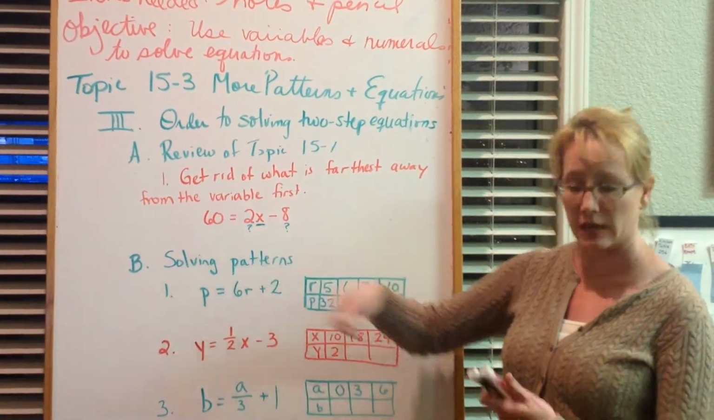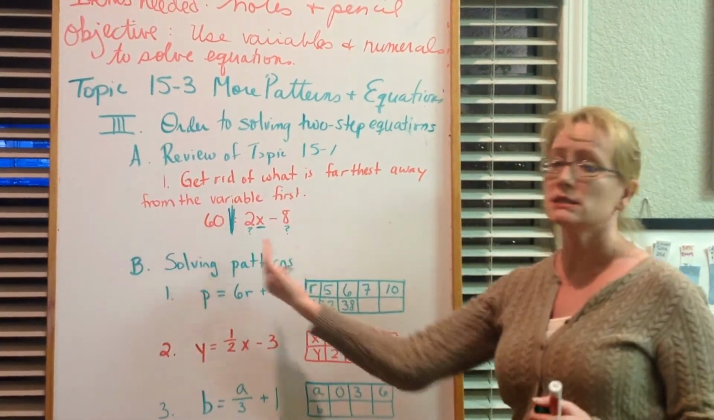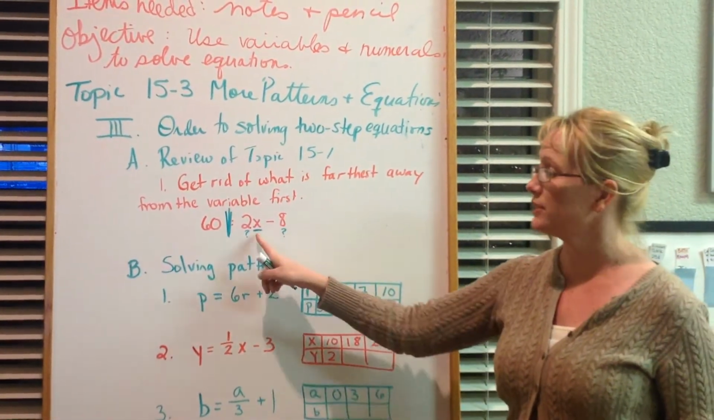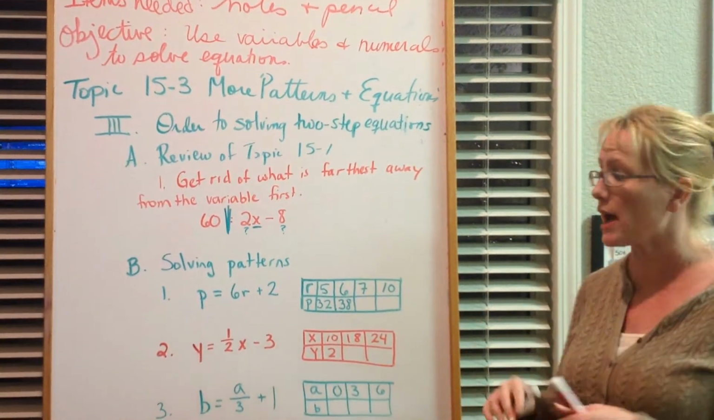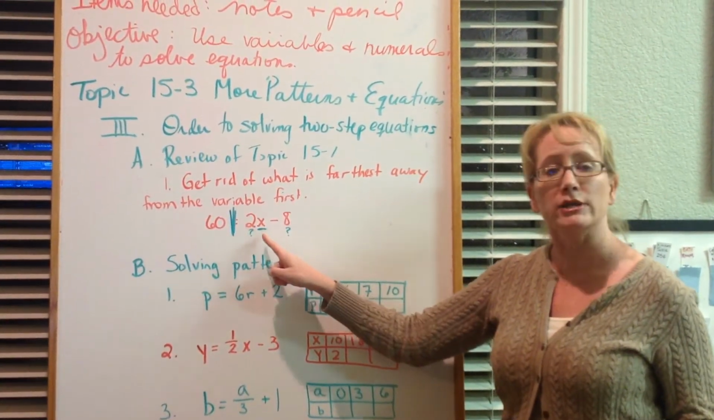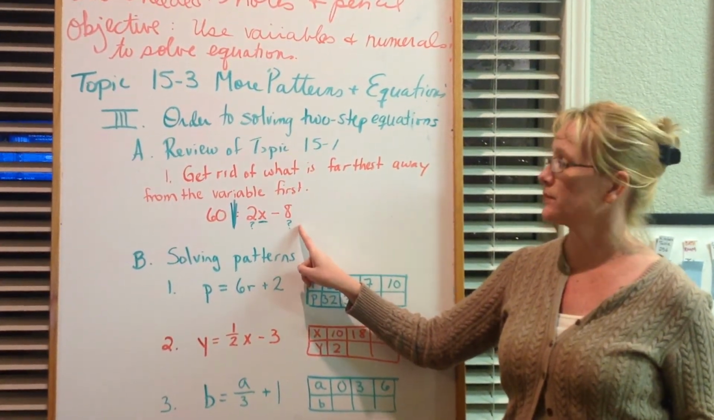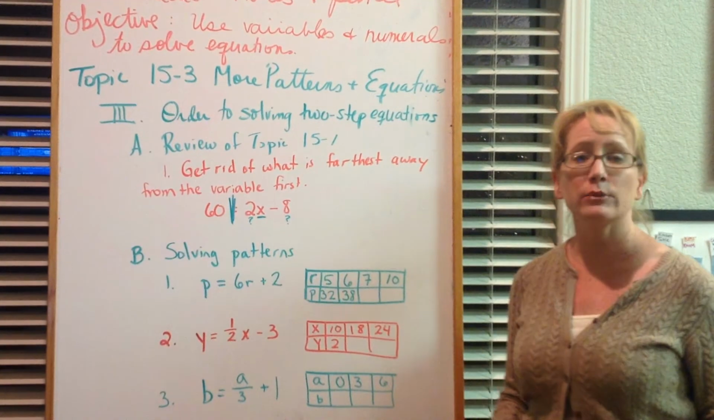So remember, I have my equal sign. My equal sign, remember, is the wall. So you're only going to look at one side of the wall, the side of the wall that has the variable, the unknown. We're trying to figure it out. We want to get rid of what is farther away first. Is that multiplying 2 farther away from the x, or is the 8 farther away? Well, the 8 is farther away, so we're going to get rid of that first.